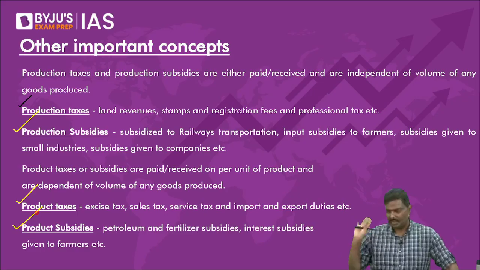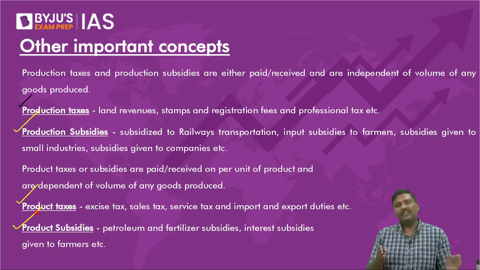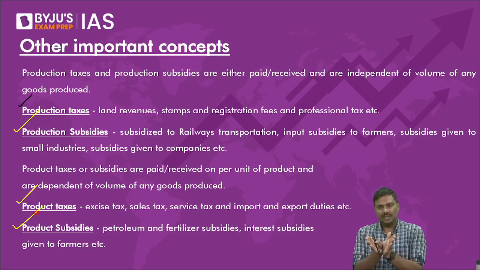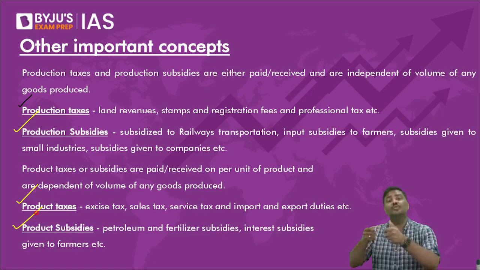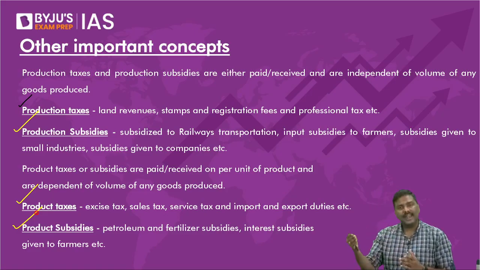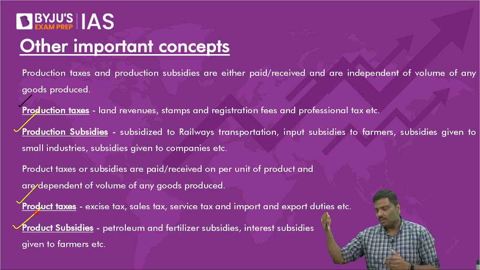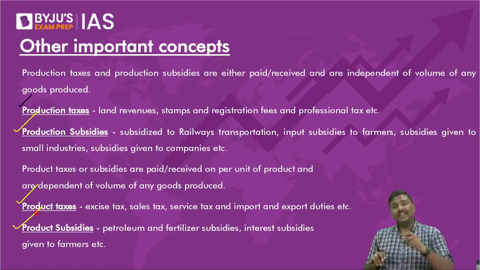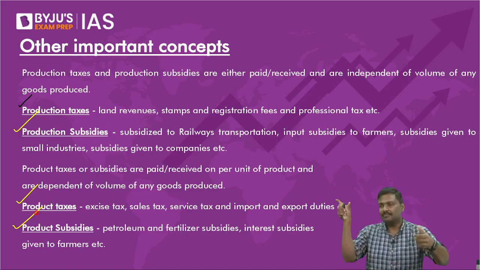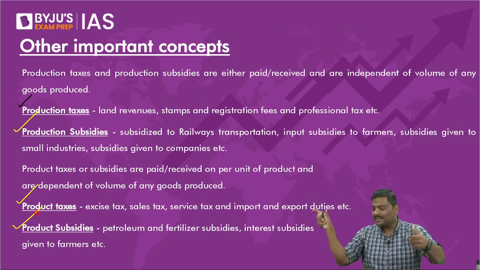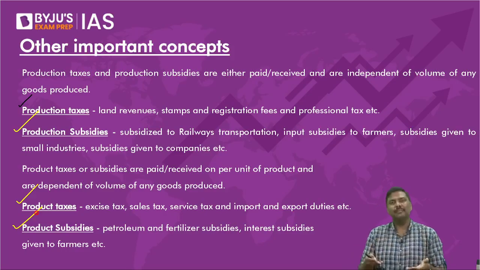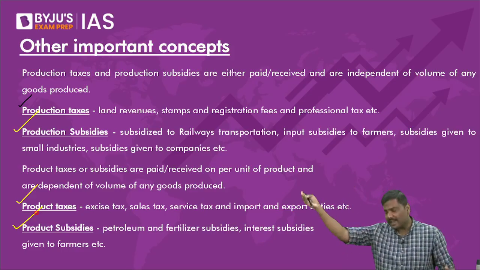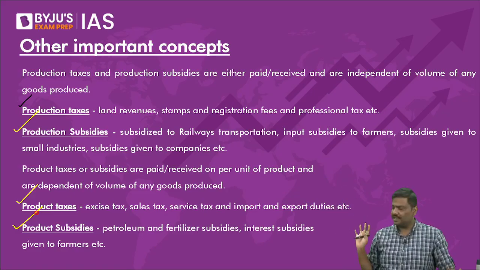The argument is very simple. We have divided the taxes and subsidies into two types. One, which is connected to quantity, the volume of production. And second, which is independent of the volume of production. Whenever it is connected, we'll call them product taxes and product subsidies. And when it is independent, they are production taxes and production subsidies.